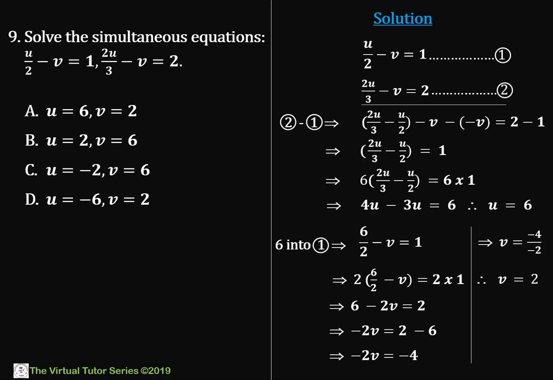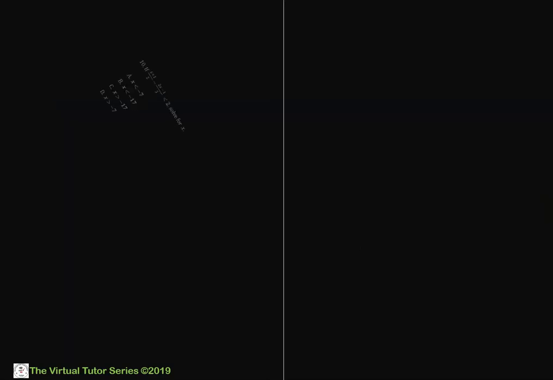In a nutshell, we have u to be 6 and v to be 2. Therefore, the correct answer is option A. Question 10.